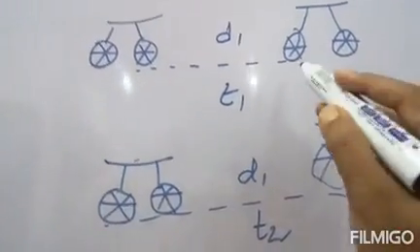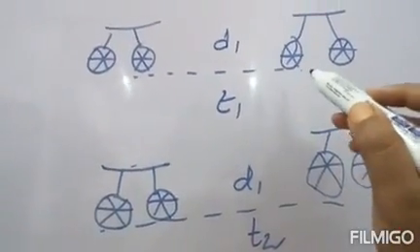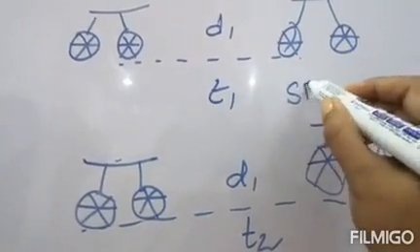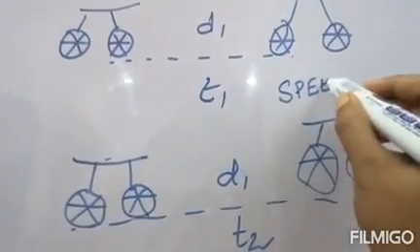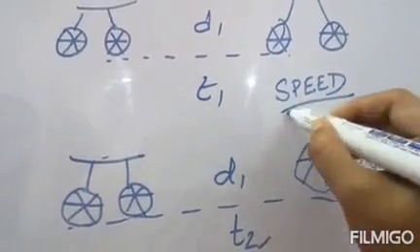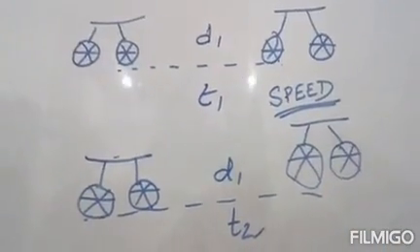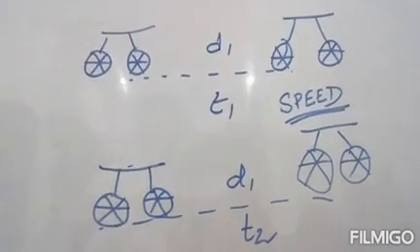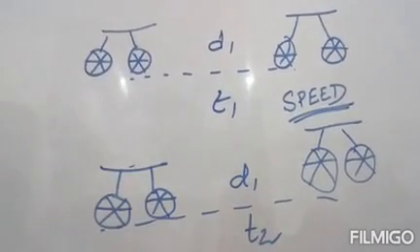The term that defines the rate of motion is speed, right? Speed is the term that defines the rate of motion. So we'll see what is speed and how can we measure it.